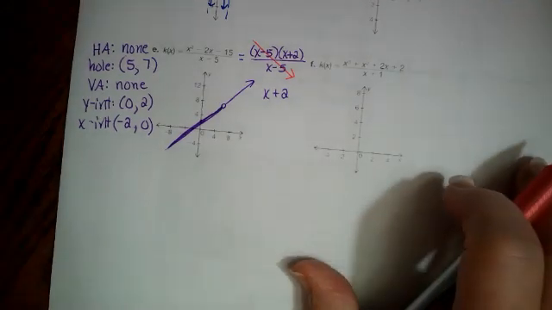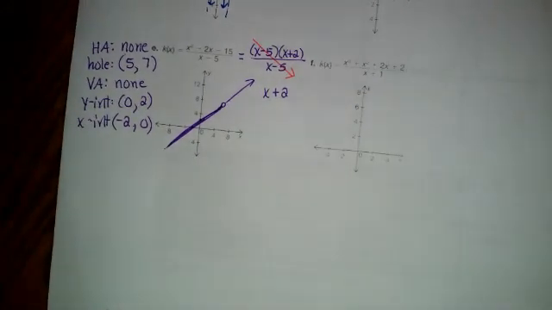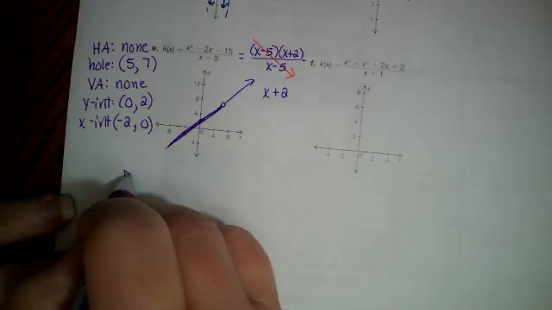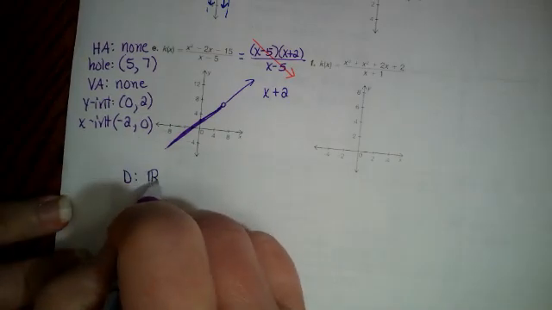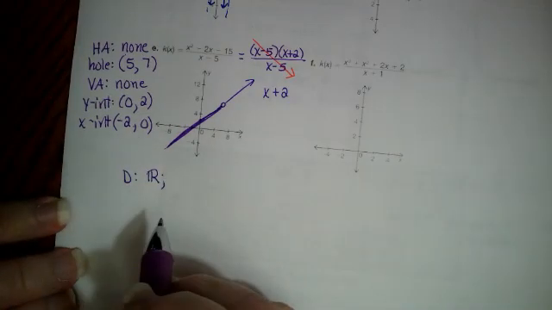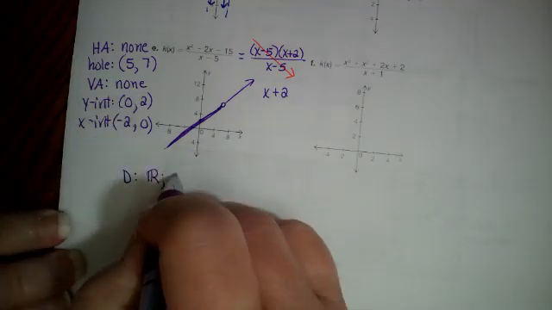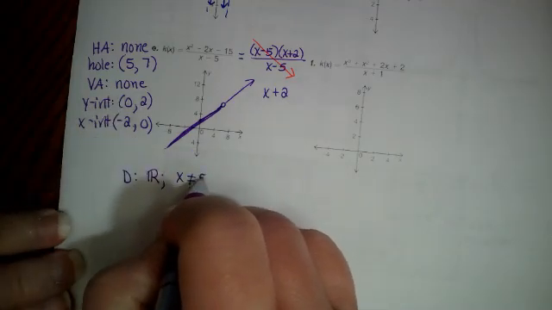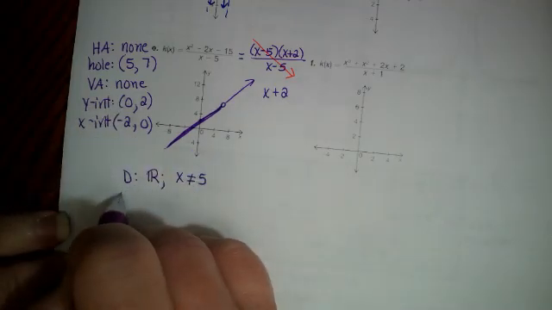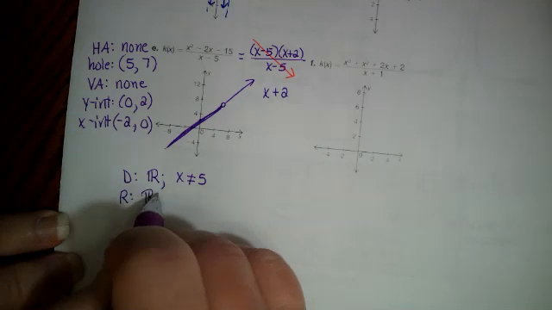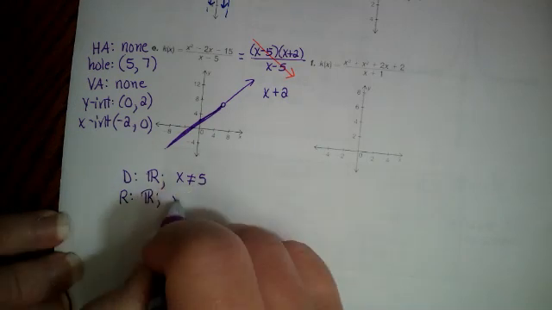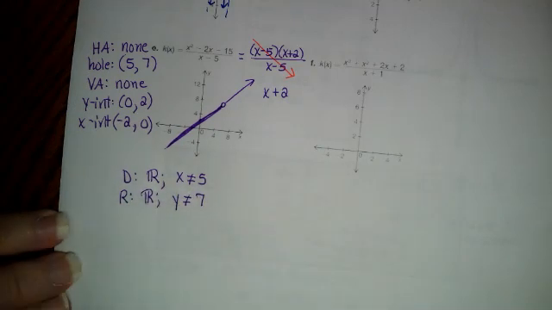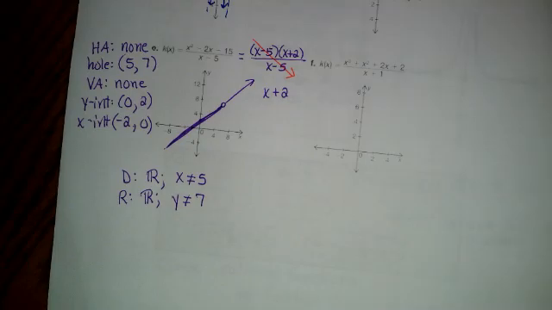Let's look at letter F. Oh, we didn't do domain and range. We forgot. Domain, all real numbers except asymptotes and holes. So there are no asymptotes, but x is not allowed to be 5. That was a hole. Your range, all real numbers except asymptotes and holes. There are no asymptotes, so we just take into account the hole.